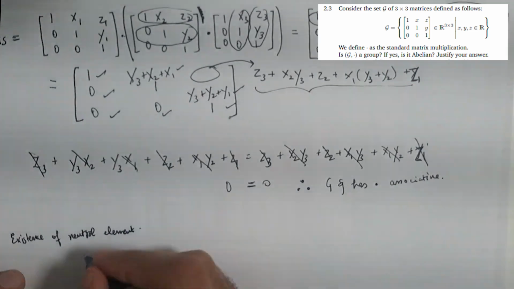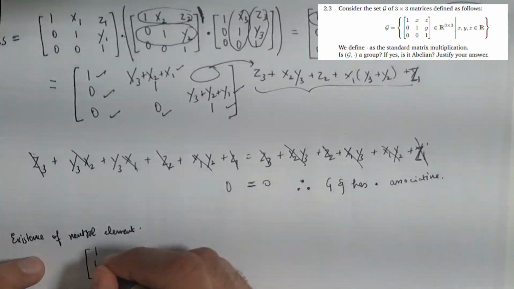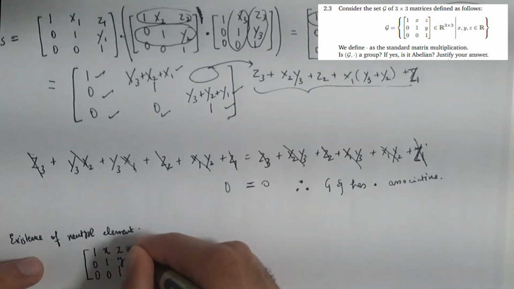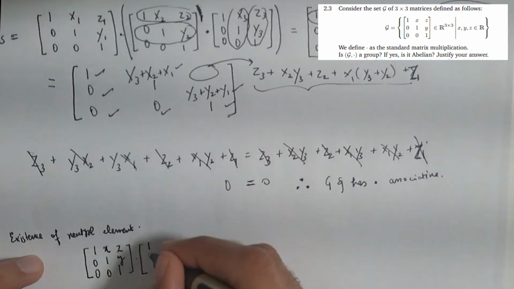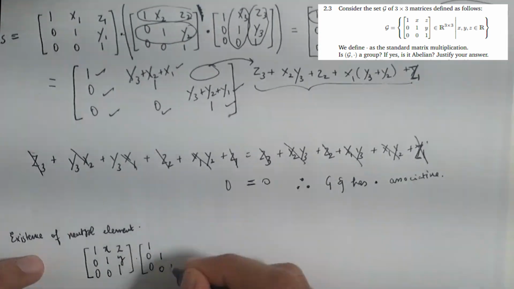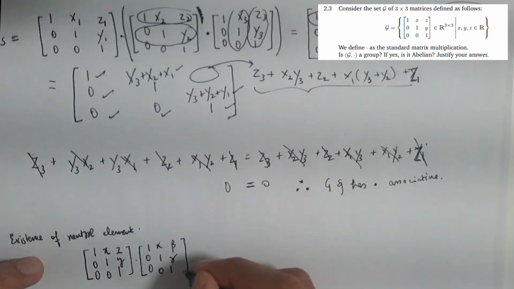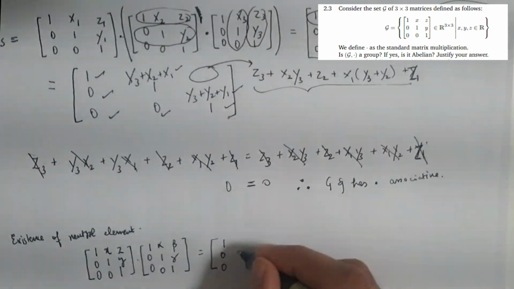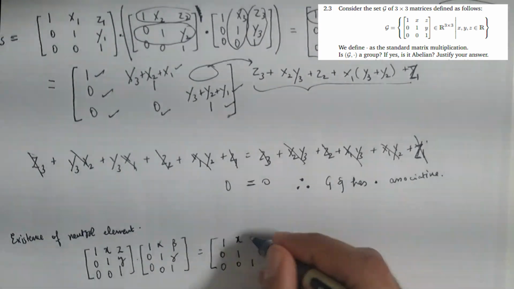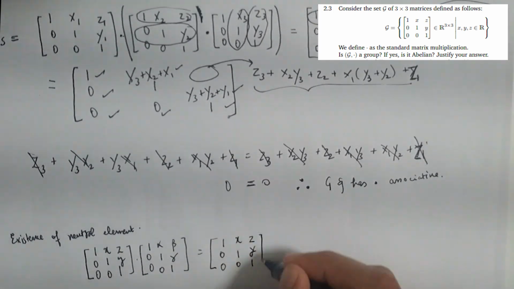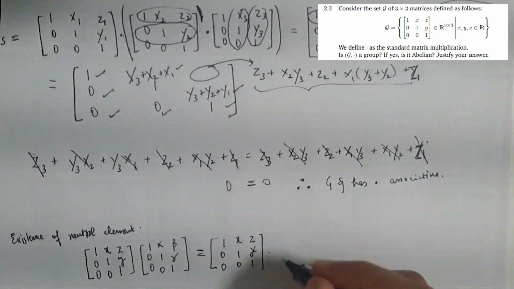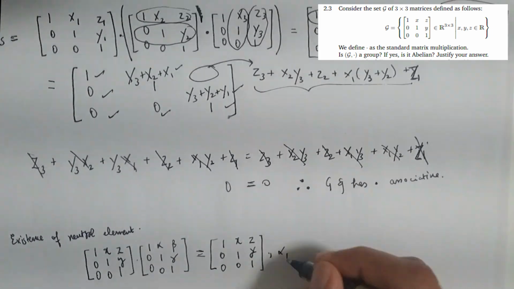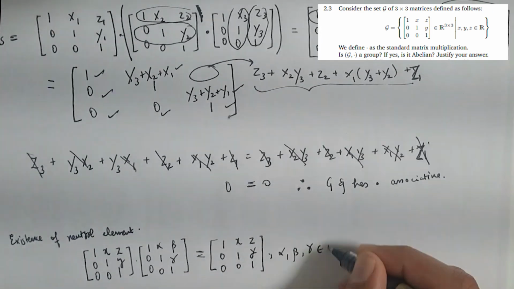This is actually fairly simple. We need to find something, X, Z, Y, 0, 0, 1, 0, 1, alpha, beta, gamma, so that 1, 0, 0, 1, 0, 1, X, Z, Y, yes, and alpha, beta, gamma are real numbers.